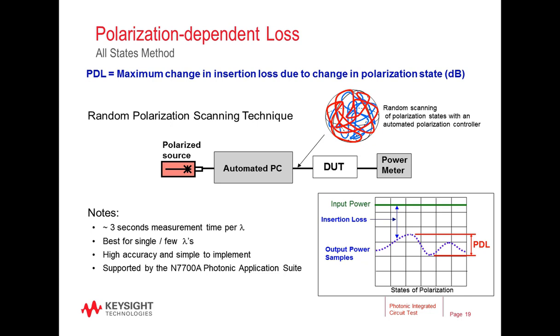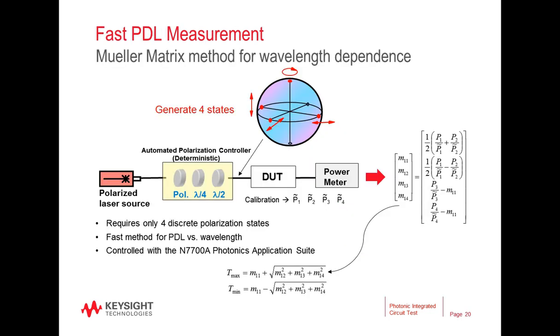So you start with a polarized laser source, and then you route it to the DUT. From the DUT, then, you have the power meter, and then you record a plot like shown in the lower right, where you're basically measuring the power relative to calibration. It's a fairly accurate measurement. It takes about 3 seconds of measurement time, typically per wavelength, when you're at about a 10th of a dB, at small PDLs. And so it's really best for looking at just a few wavelengths. So I'll move on now to another technique, which is aimed at faster measurements.